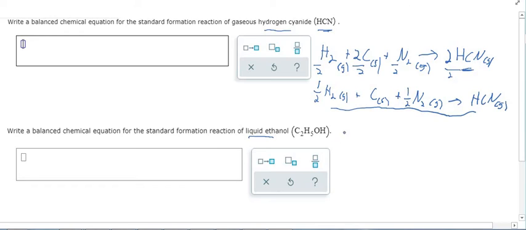Write a balanced chemical equation for the standard formation reaction of liquid ethanol. Okay, so again, we're going to break the other variables down. If you already solved for carbon, x, you use that to solve for hydrogen, y, and vice versa. So let's go ahead and try to do this one.